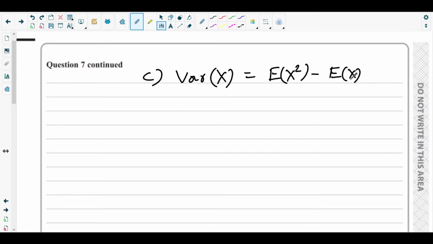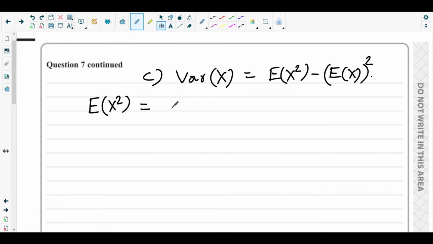For part C, variance of x, it's what? Expectation of x squared minus expectation of x, whole squared. Okay, so expectation of x squared, so we need to find out expectation of x squared.